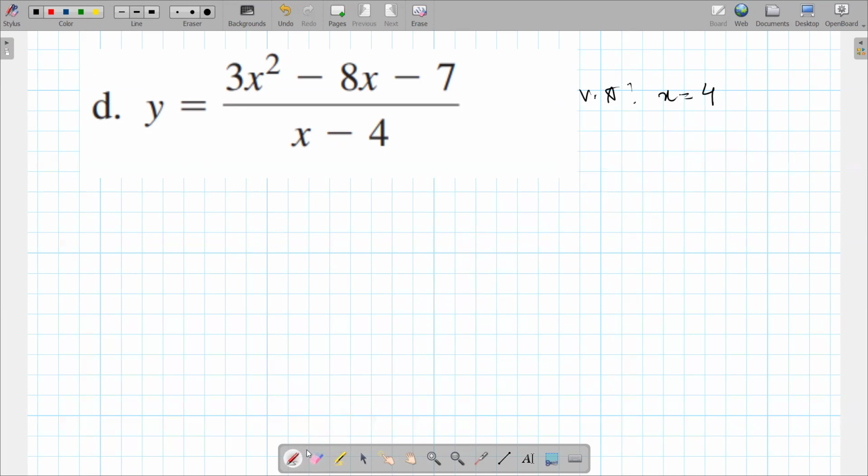Does it have an oblique asymptote? Yes, it does. If it doesn't have a horizontal asymptote, it must have an oblique asymptote. How do we find oblique asymptotes?